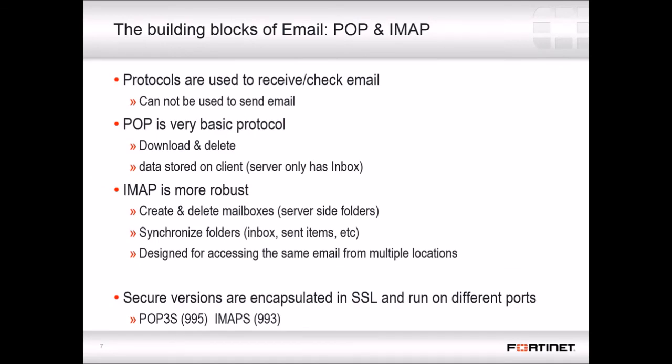The 2 other protocols involved with email are POP and IMAP. POP is a very basic protocol that really only lets you check your inbox by downloading and/or deleting emails. There's no functionality beyond that. IMAP is much more robust. It allows you to have multiple folders on that server. IMAP was designed to deal with many of the shortcomings of POP when accessing your email from multiple locations. Both of them have secure versions that operate on separate ports and encapsulate a standard protocol with an SSL.